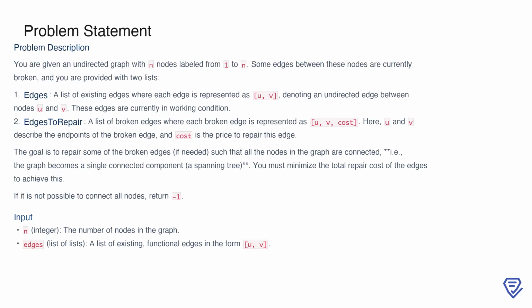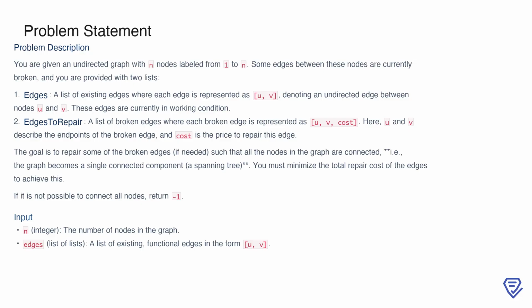In this problem, we are working with an undirected graph that consists of n nodes labeled from 1 to n. Within this graph, some edges are functional, while others are broken. You are provided with two lists to represent the graph's current state. The first list, edges, contains the functional edges, where each edge is denoted as U, V, meaning there is a working connection between nodes U and V.